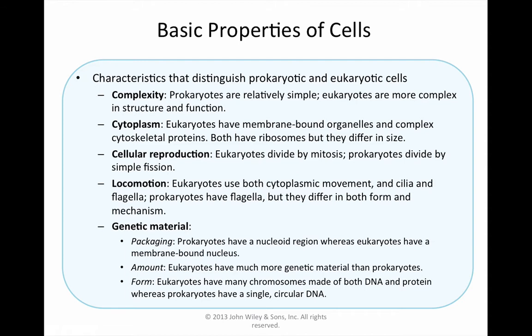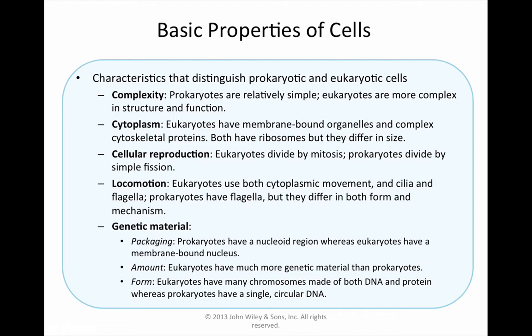With locomotion, the eukaryotes have cytoplasmic movement, meaning they can shuttle things within the cell itself from one spot to another. And the cell itself is also able to move at times, so we have cilia and flagella that will power this movement of these eukaryotes. Prokaryotes, though, have a flagella. Not all of them, but some may have a flagella, but they can differ in both form and the mechanism of how they work.